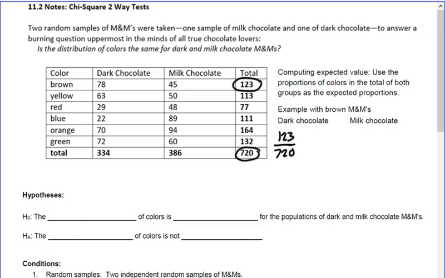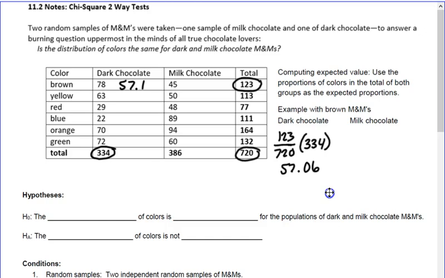Then I'm going to apply that to the total of dark chocolate. In other words, if this is the proportion of brown, then how many brown would I expect? Well, it would be that proportion times the total number of dark chocolate M&Ms, which turns out to be 57.06. I'll just make this 57.1.